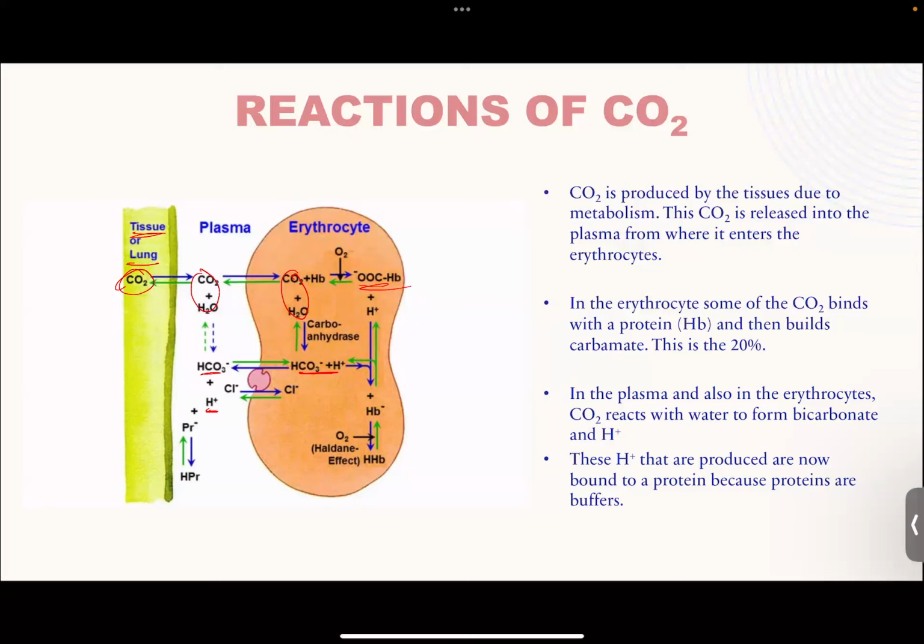In the plasma, we have buffering proteins. It's represented by a PR over here. And in our erythrocytes, again, what is the protein? Hemoglobin. So H+ is gonna go bind to hemoglobin.